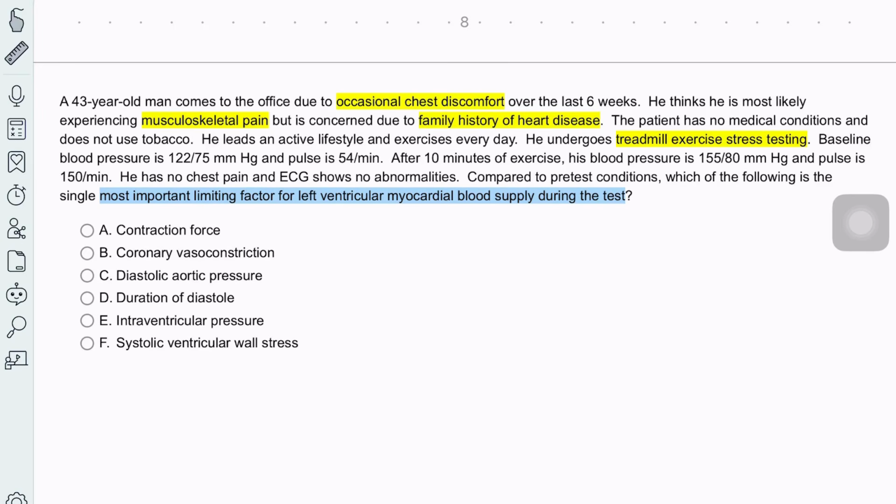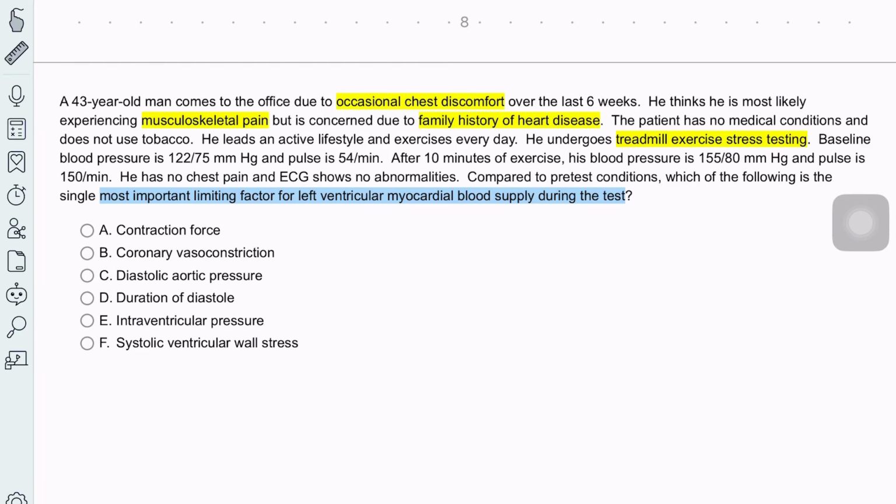He undergoes treadmill exercise stress testing. Baseline blood pressure is 122/75 and pulse is 54 per minute. After 10 minutes of exercise, his blood pressure is 155/80 and pulse is 150. He has no chest pain and ECG shows no abnormality.